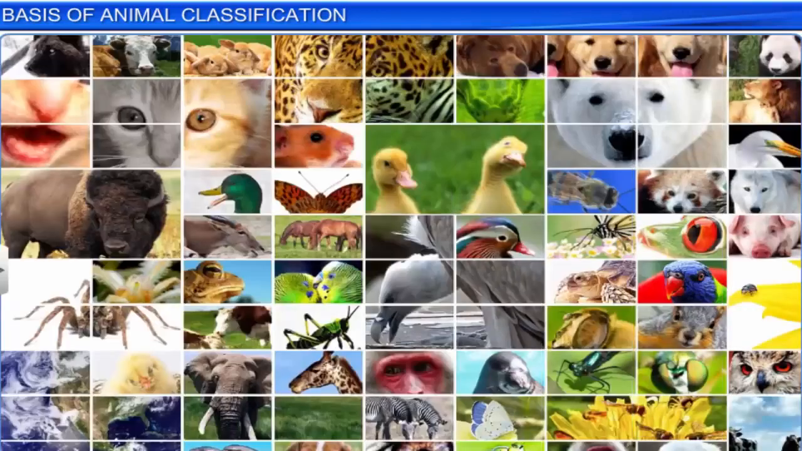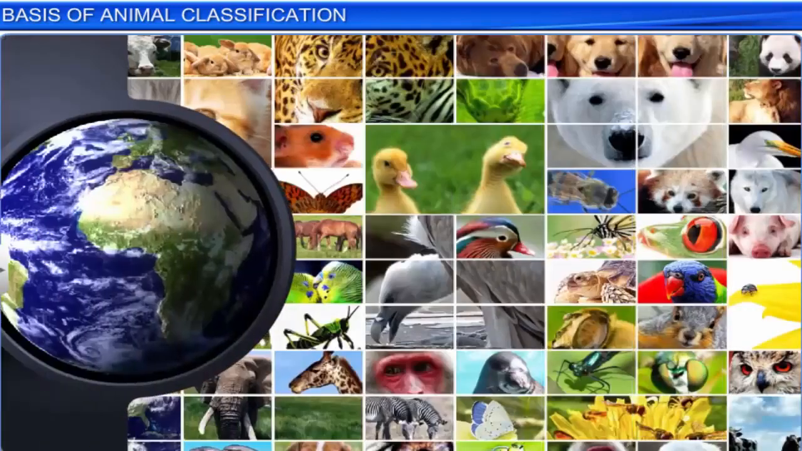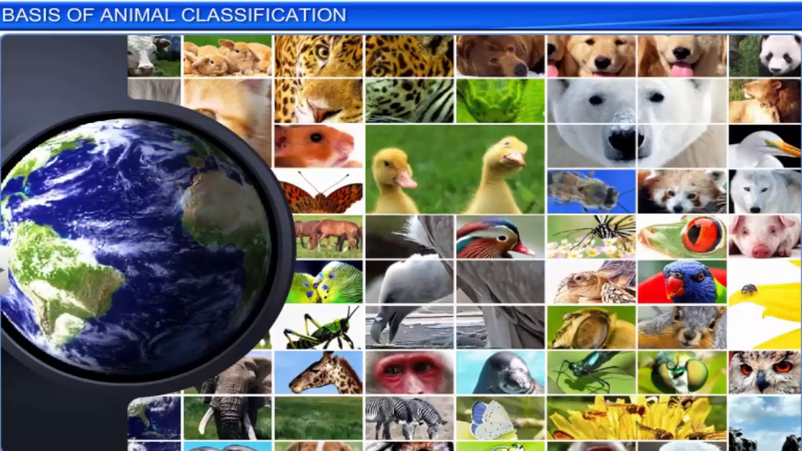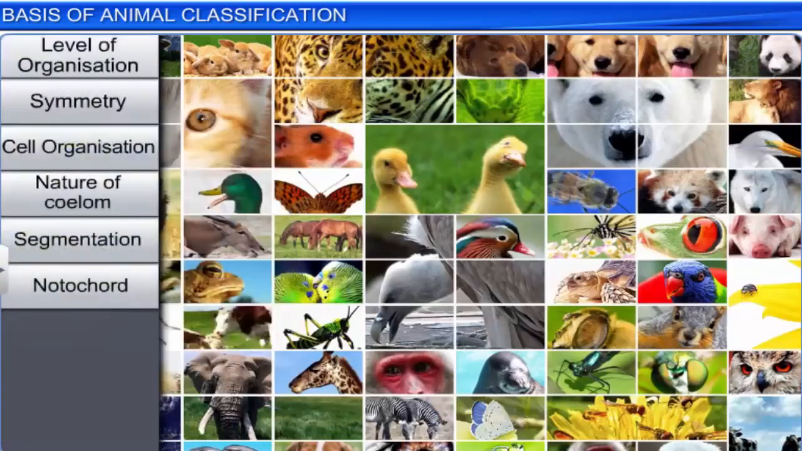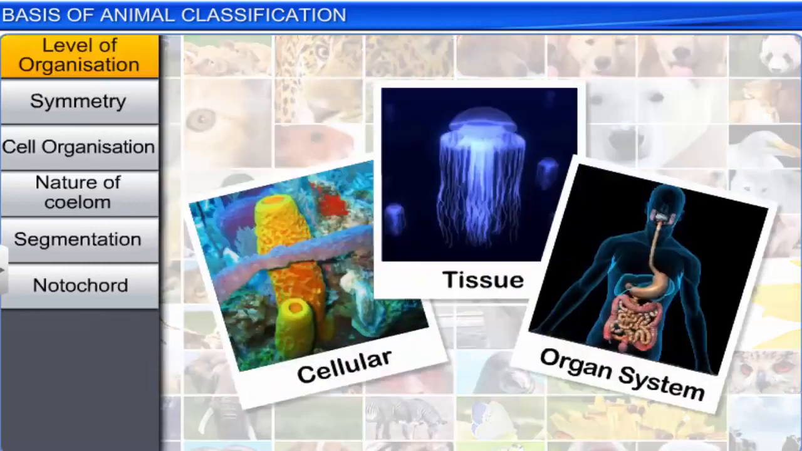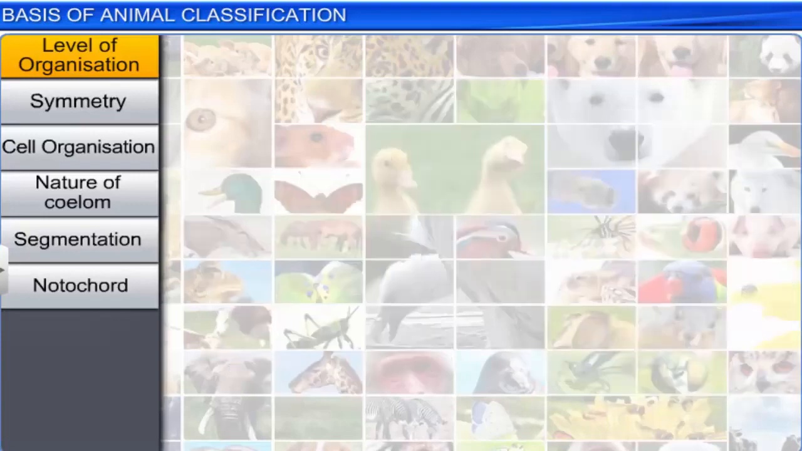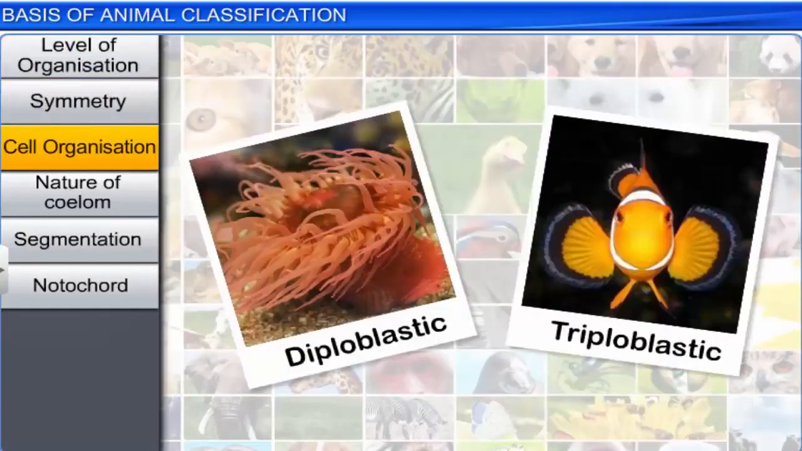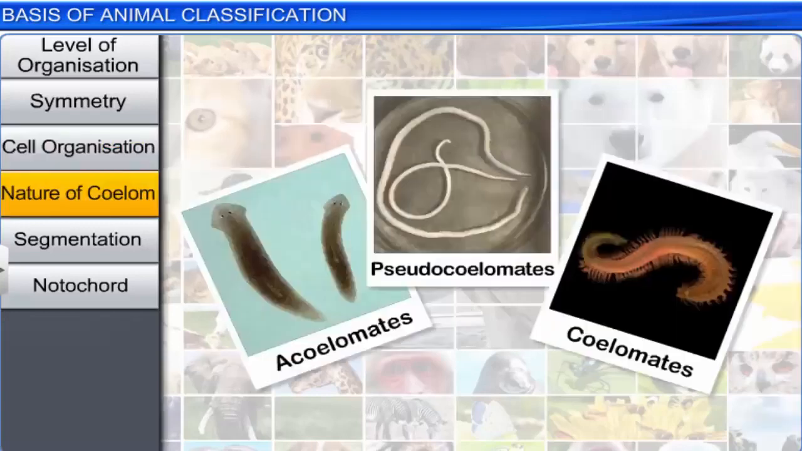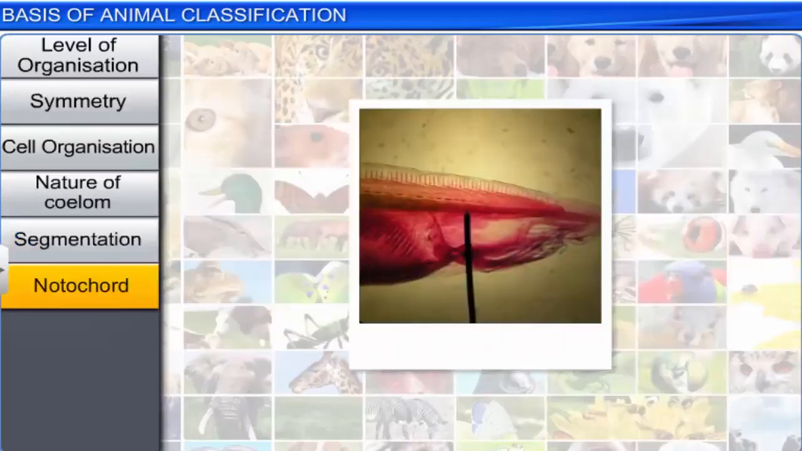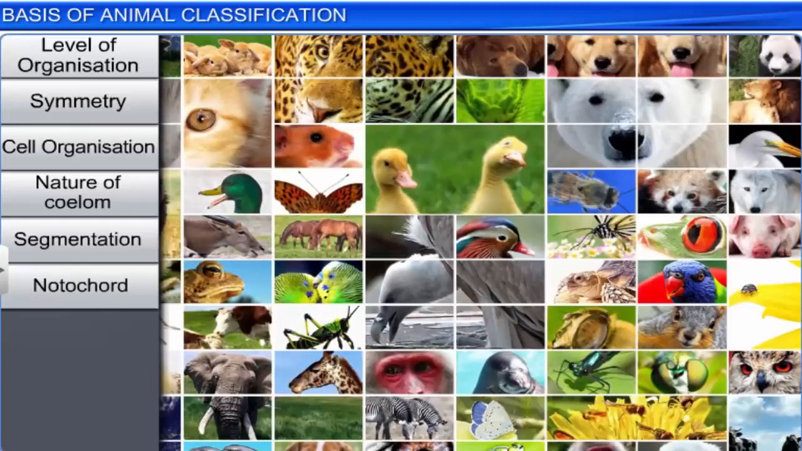With over 1 million animal species on our Earth, it would be difficult to categorize them into different groups. However, with the help of basic fundamental features such as level of organization, symmetry, cell organization, nature of coelom, segmentation, and notochord, scientists have classified animals into various groups.